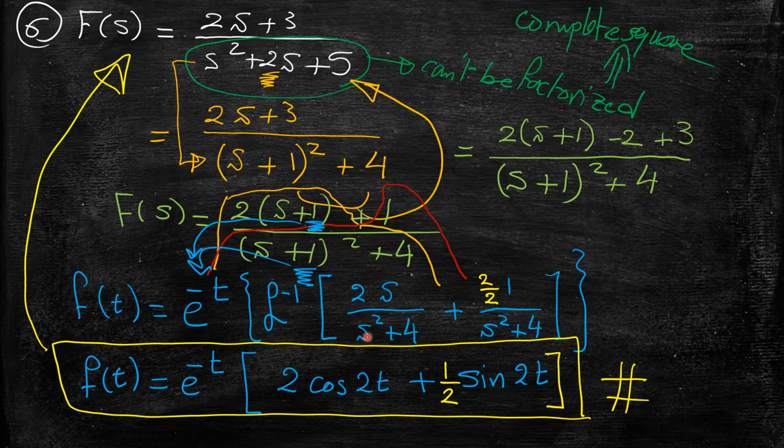Again, 2s over s² + 4. s over s² + 4 is nothing but cosine 2t, and 1 over s² + 4 needs 2 here in the numerator to be the inverse of the sine. And we add this half as a constant factor. And this will be the result as the inverse Laplace transform of the given function above.